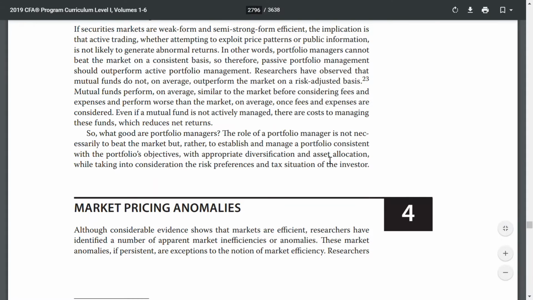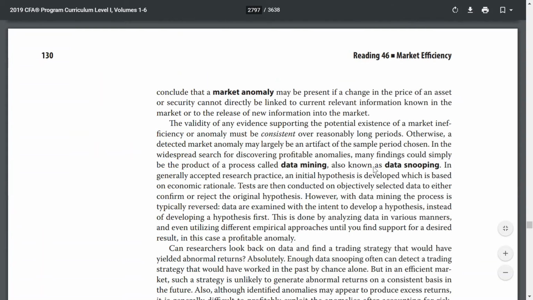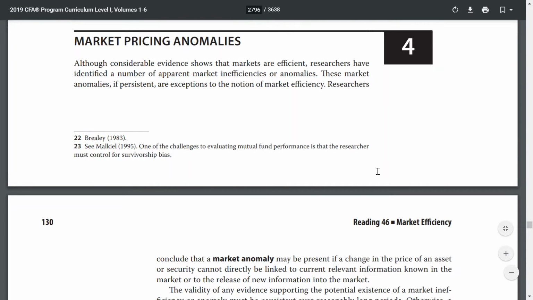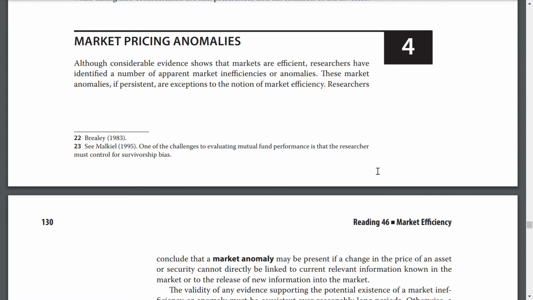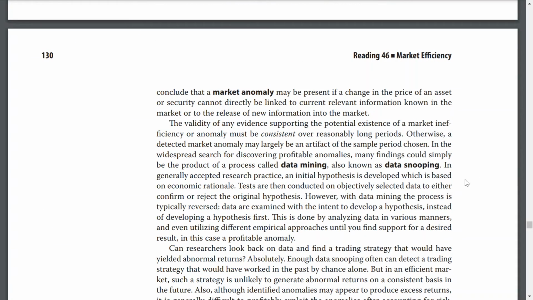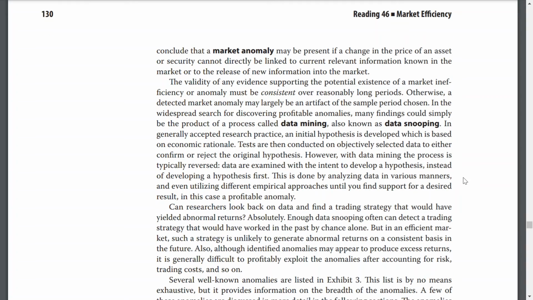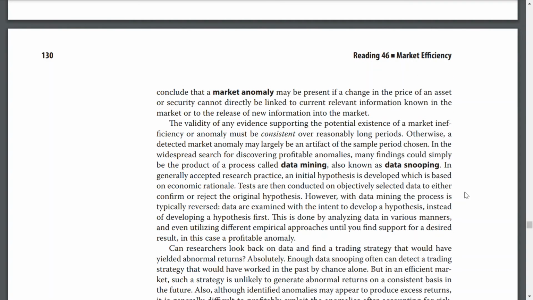Although considerable evidence shows the markets are efficient, researchers have identified a number of apparent market inefficiencies or anomalies. These market anomalies are persistent and are exceptions to the notion of market efficiency. Researchers conclude that a market anomaly may be present if a change in the price of an asset or security cannot be directly linked to current relevant information known in the market or to the release of new information in the market.